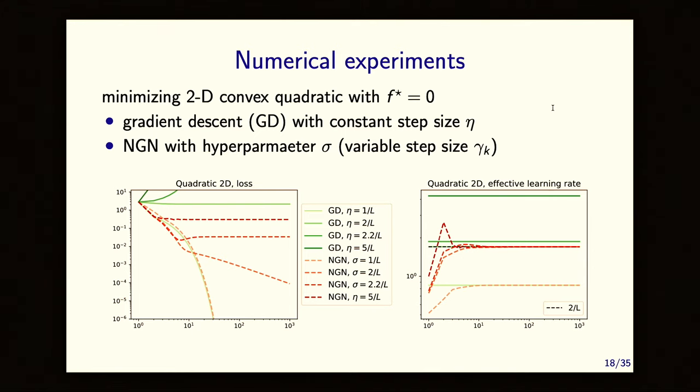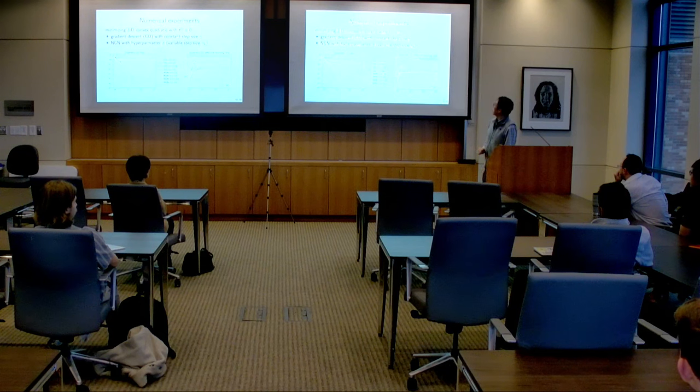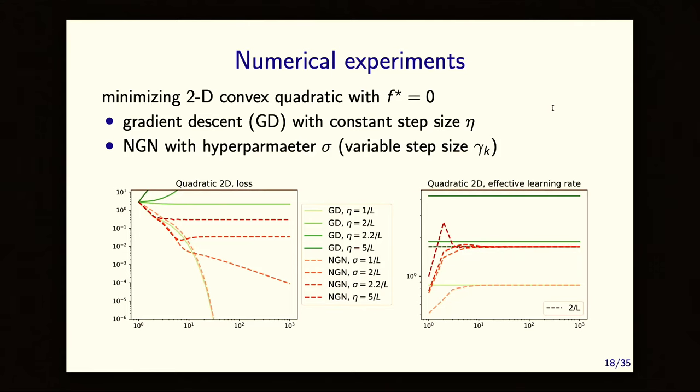Sorry, on the previous one, why does it look like the gradient descent with step size equal to 1 over L doesn't converge? No, come on, it actually is this one.